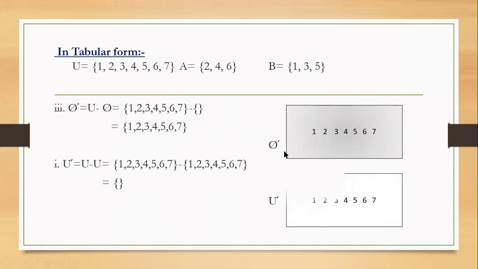Here you can see that the Venn diagram is the same. The difference is of shading. When we are finding phi dash, the whole diagram will be shaded because phi dash gives you the answer U, and U dash gives you the answer phi. Both the questions are opposite to each other. Clear? U dash gives you the answer null set and phi dash gives you the answer U. The Venn diagram is the same, but the only difference is of shading.